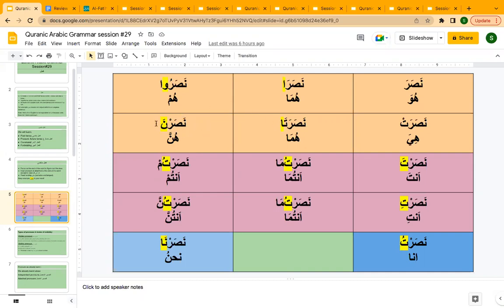What is the sign of the doer in Nasarna? What tells you who the doer is? Three or more females in case of Nasarna: noon. Everyone with me so far? Is your pronoun visible or hidden? It is visible, right? So it is baris?